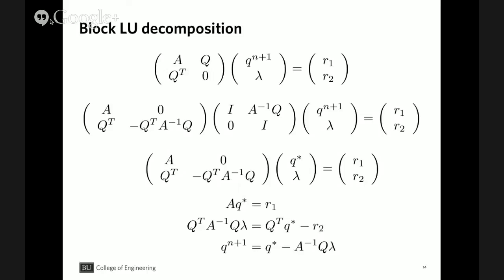So we can first solve A Q star equals R1. And then we can solve the system that Q transpose Q star minus Q transpose A inverse Q lambda equals R2. And then we have Q star defined from this multiplication over here. So suppose we do solve for Q star first, and then lambda, and then Q n plus 1 in these steps, we can actually see that this is probably going to be simpler than solving for the original system directly.